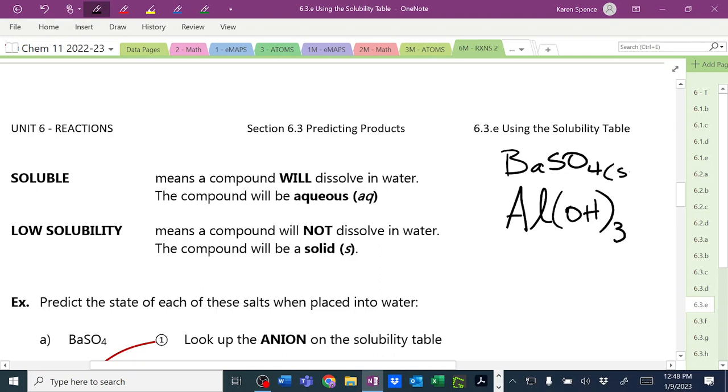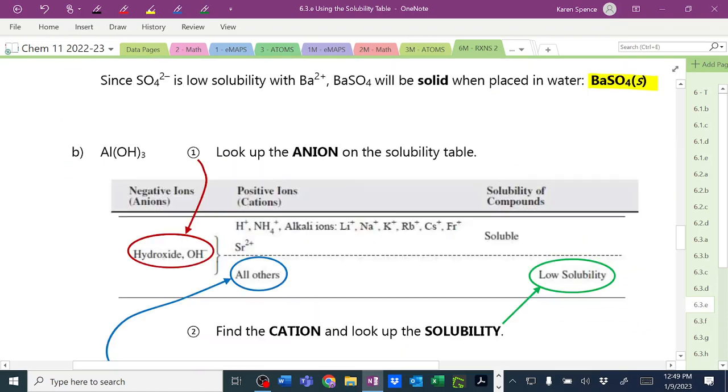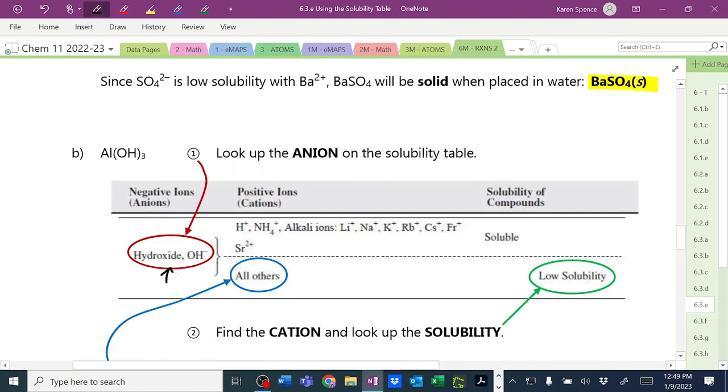Let's try aluminum hydroxide, Al(OH)3. Soluble or not soluble? Not soluble. Once again, you look up your negative ion, there's your hydroxide. And if you look, aluminum is not up here. Aluminum 3+ is down here, so it's low solubility.